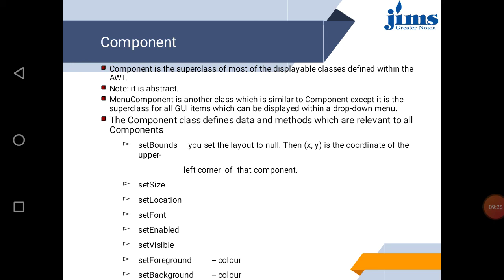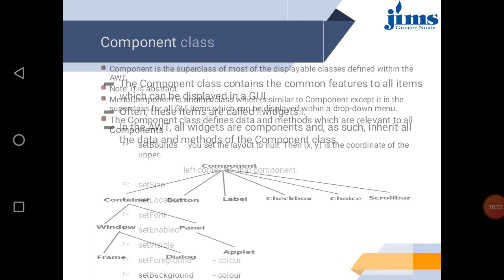So there are some methods with Component, that is setBounds. When you apply component.setBounds, it will allocate the location, and if you are not mentioning any coordinate, then it will show at the leftmost corner of the screen. So we can set size, we can set location, set font, set enabled, set visible true or false. If we mention false, then we cannot see the container. We can set background color as well as foreground color.